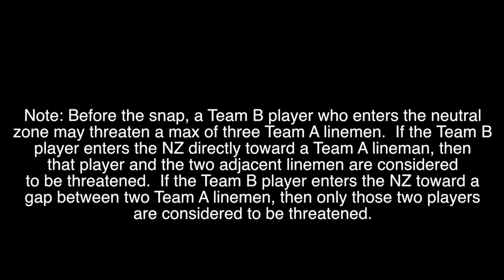If the Team B player enters the neutral zone directly toward a Team A lineman, then that Team A player and the 2 adjacent linemen are considered to be threatened. If the Team B player enters the neutral zone toward a gap between 2 Team A linemen, then only those 2 Team A players are considered to be threatened. This is a very important philosophy that short wings, umpires, and referees should know inside and out, as it will often help us get these plays right.